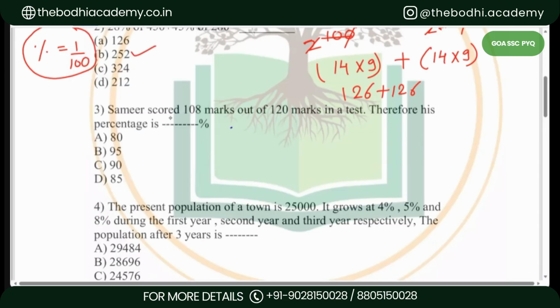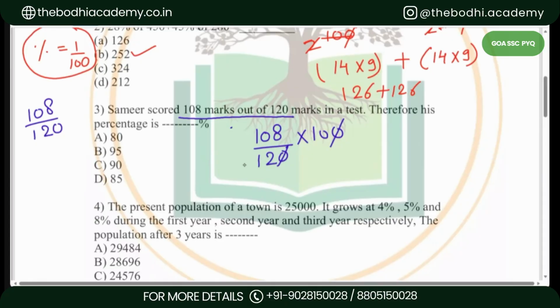What does question number 3 say? Samir scored 108 marks out of 120. So he scored 108. Total score was 120 in a test. Therefore, his pass percentage is? So how much pass percentage is there? Therefore, his percentage is 108 divided by 120 times 100.